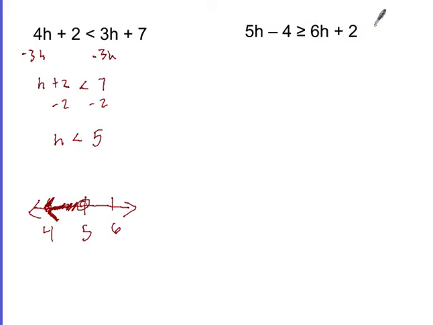Now which one do I want to do here for my next one? Subtract 5h. Because if I subtract 6h, then I end up with a negative h over here, and I don't want to mess with that. So subtract 5h, and that would be negative 4 is greater than or equal to h plus 2. Subtract 2, subtract 2. So negative 6 is greater than or equal to h.